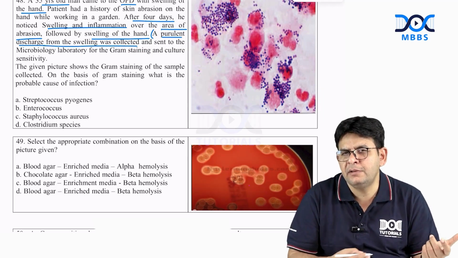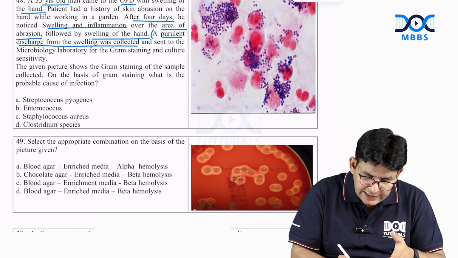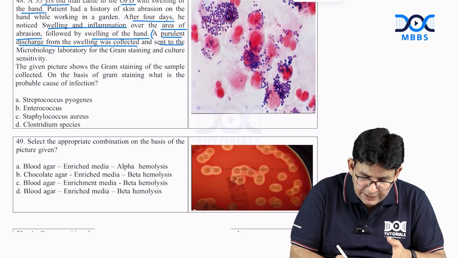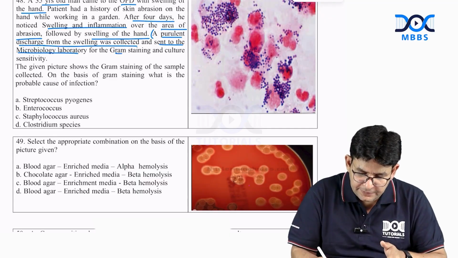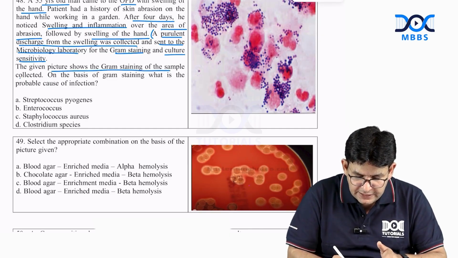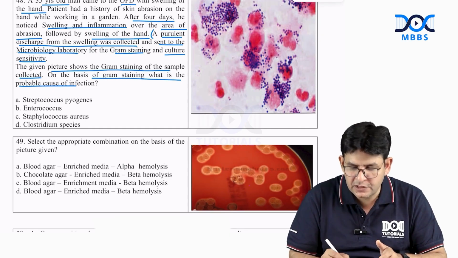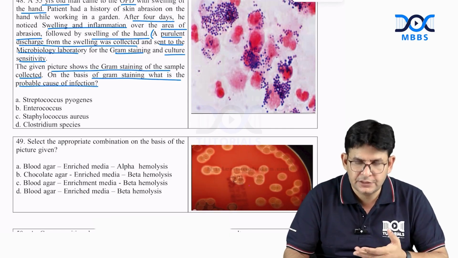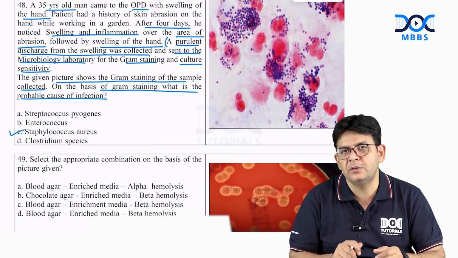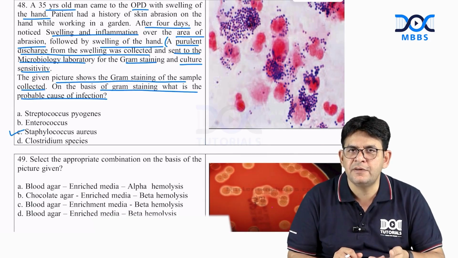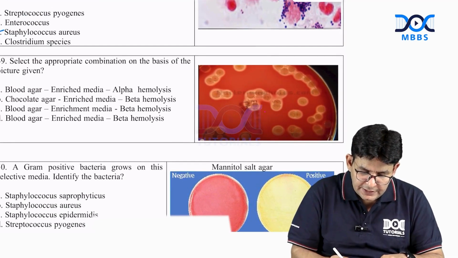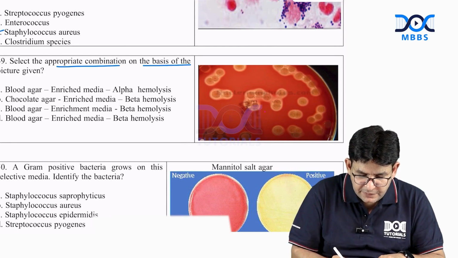Just now we have done the lab diagnosis in the same way. It was sent to the microbiology lab for gram staining and culture sensitivity. The given picture shows the gram staining of the sample collected. On the basis of gram staining, what is the probable cause of the infection? Obviously, as I just showed you, this is grape-like clusters, and grape-like clusters is a feature of Staphylococcus aureus. Besides that, try this question, guys, on the appropriate combination on the basis of the picture given.